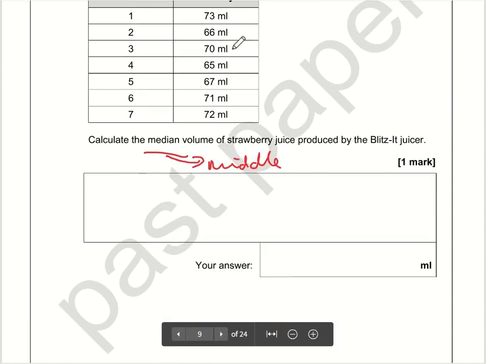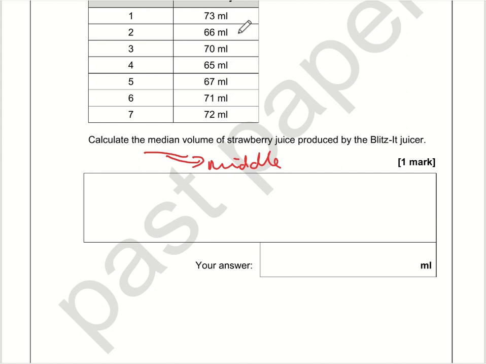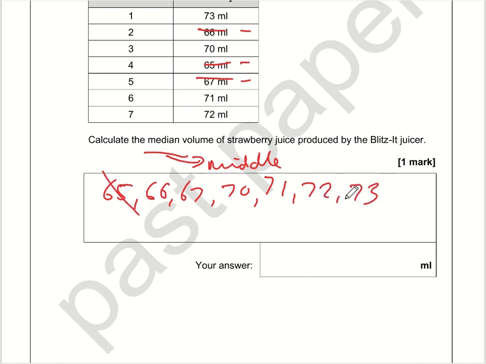So let's order these values. There's 60s and 70s, so let's look at the 60s first. So 65, 66 and 67, and then it's 70, 71, 72, 73. To find the middle one, chop one off the left, chop one off the right. Do that again. Repeat the process until we've isolated either 1 or 2 in the middle. Since we've got an odd number of values, we'll get 1 in the middle. So the median is simply 70 millilitres. Nice and easy.